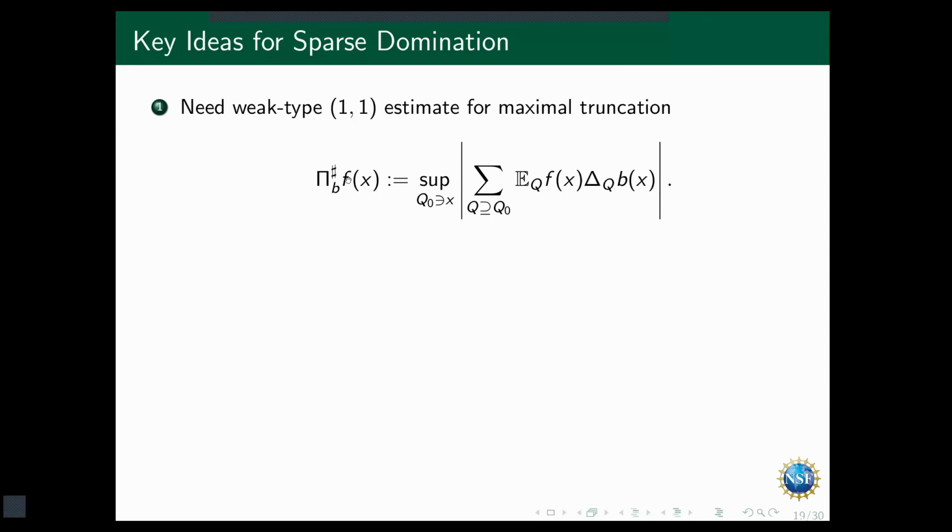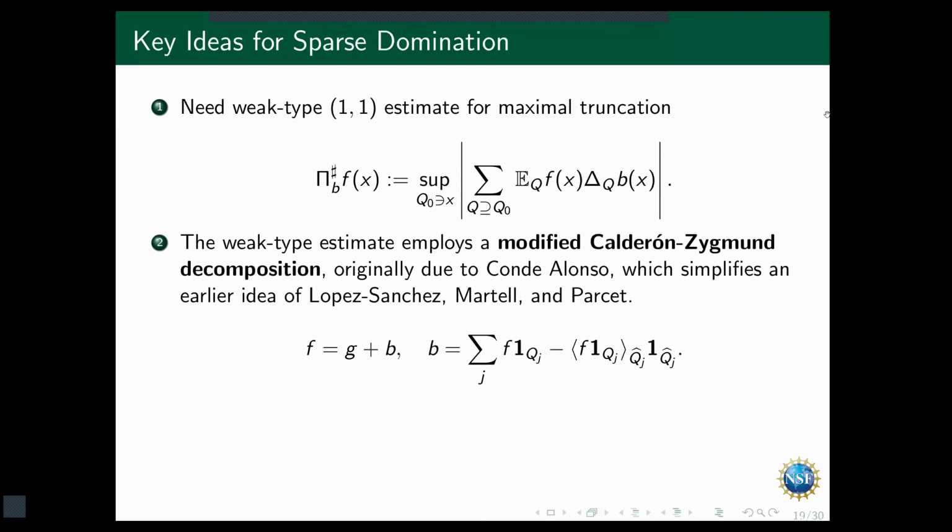So what we do is we look at a maximal truncation, which is denoted by pi_B sharp, of the paraproduct pi_B. And basically, it's taking these cutoffs or truncations of the paraproduct, right? We're only summing over dyadic cubes Q contained in Q_0, taking the absolute value and taking a supremum over all Q_0 containing the point x. So this is some sort of maximal truncation operator. And we need to prove a weak type estimate for it.